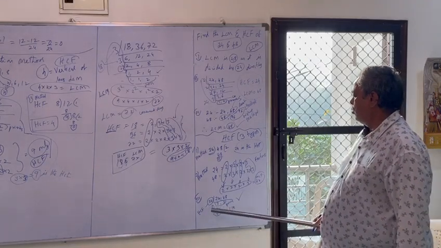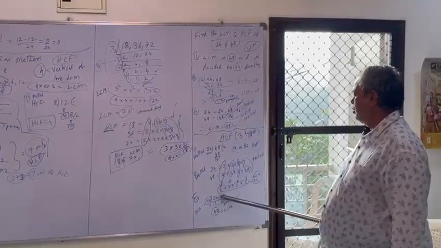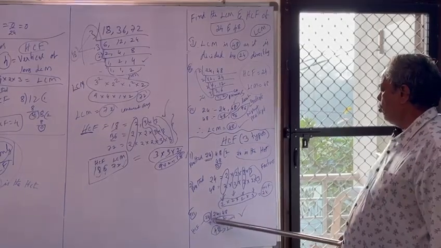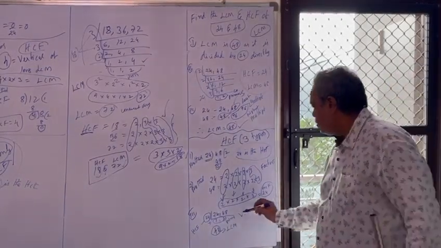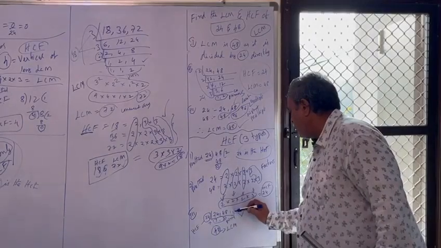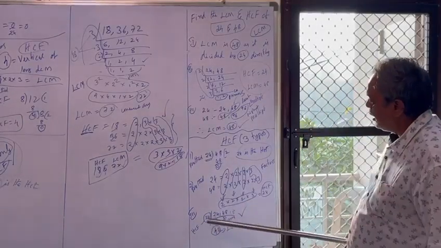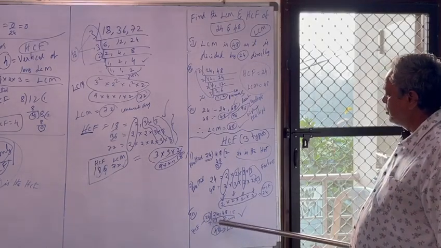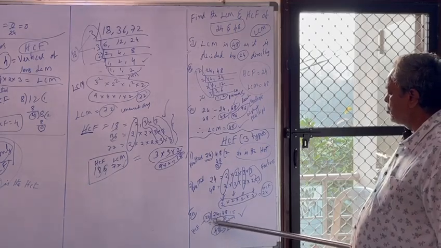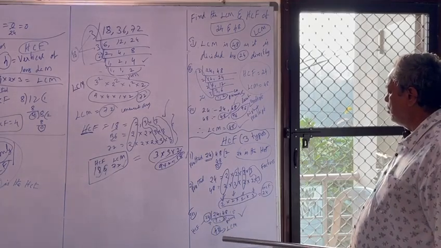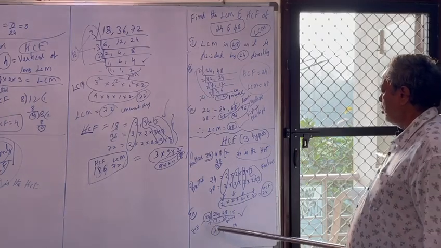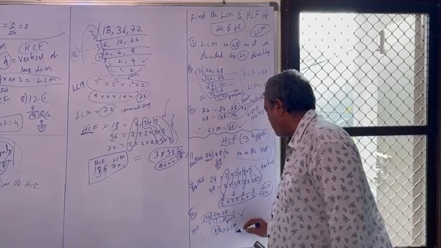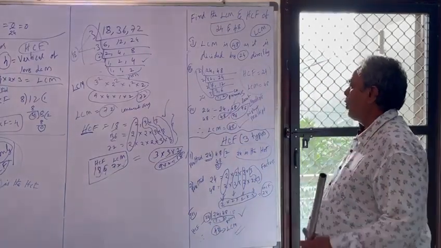Here, directly, we will have to do 24 and 48. 24 1s are 24, 24 2s are 48. 1 and 2 are co-primes. That's why the vertical number 24 is the HCF, and 24 into the horizontal numbers 1 and 2. 24 1s are 24, 24 2s are 48. Therefore 48 is the LCM.